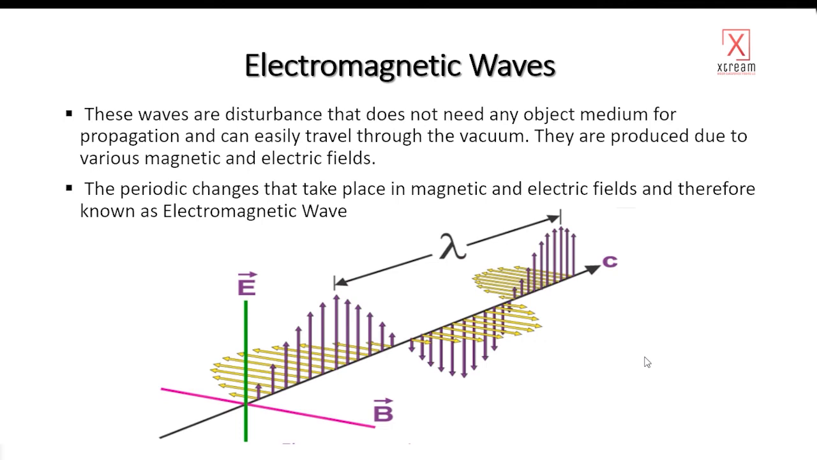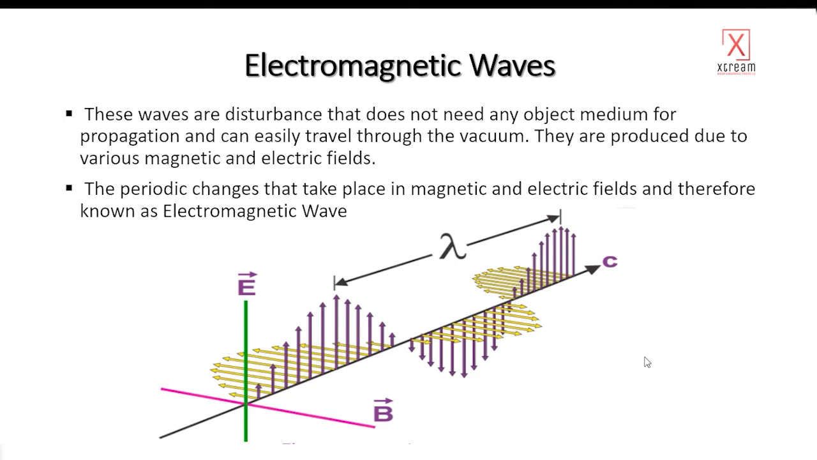As we have discussed some of the descriptors of the wave and different types of waves, now we are going to discuss some other types of waves. The waves we discussed earlier were mechanical waves, and now we are going to talk about the non-mechanical waves, which are the electromagnetic waves.